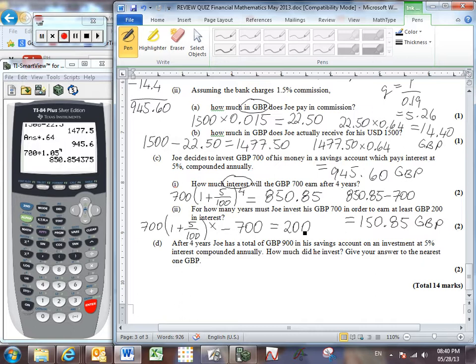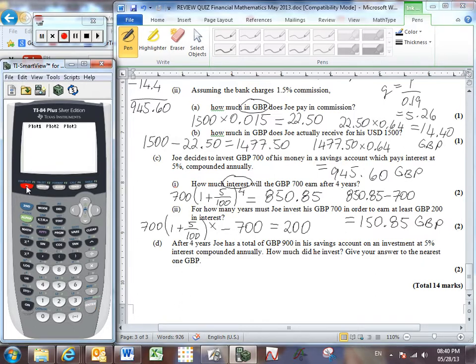So I could use a table in this situation. I'll say y equals, let me just clear these old functions. So our left-hand side is 700 times 1.05 to the power of x.